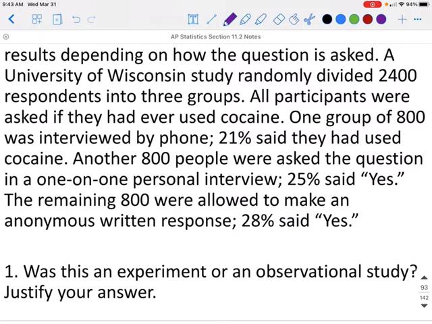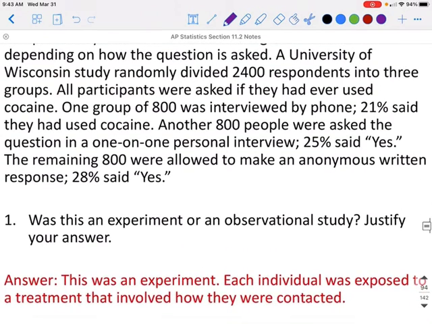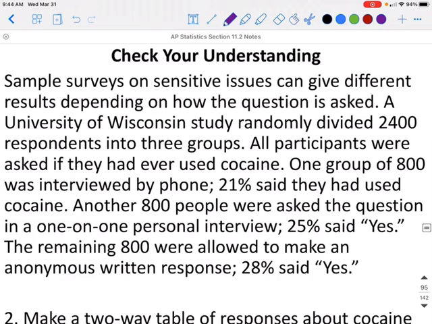Another 800 people were asked the question in a one-on-one personal interview, and 25% of them said yes, they had used cocaine. And the remaining 800 were allowed to make an anonymous written response, and 28% of them said yes. Was this an experiment or an observational study? Justify your answer. This was an experiment. Each individual was exposed to a treatment that involved how they were contacted.